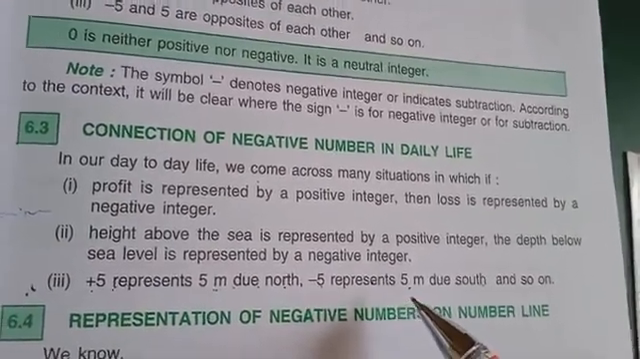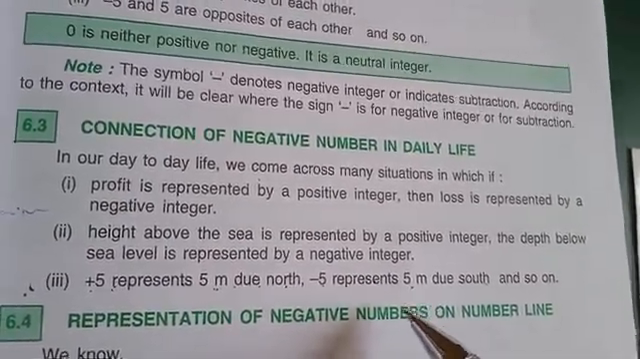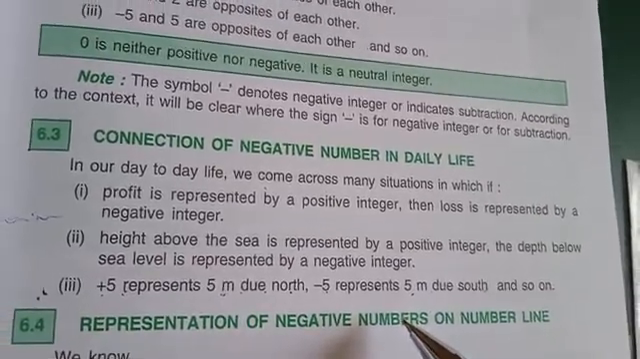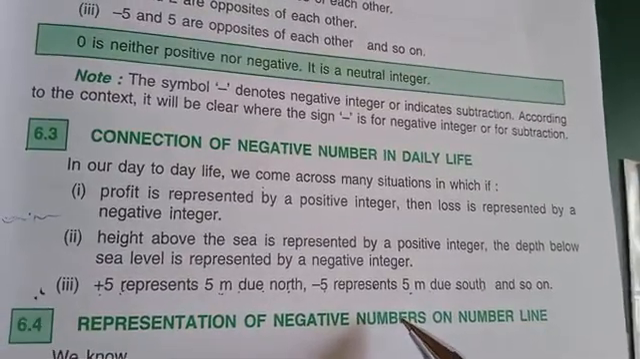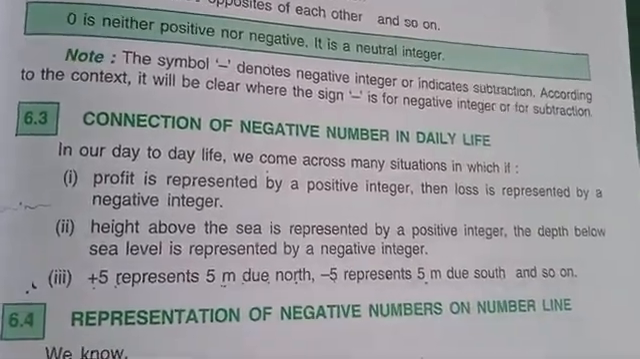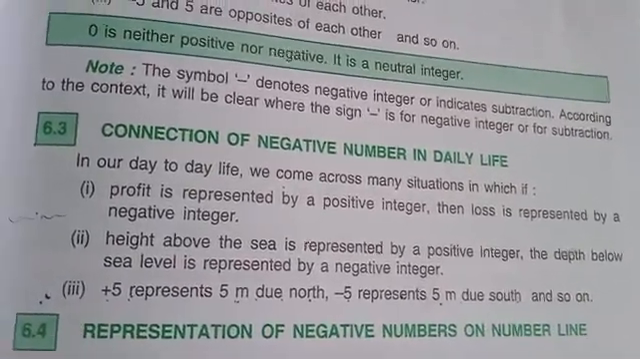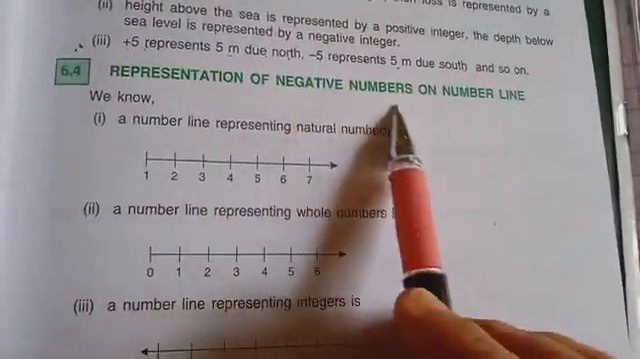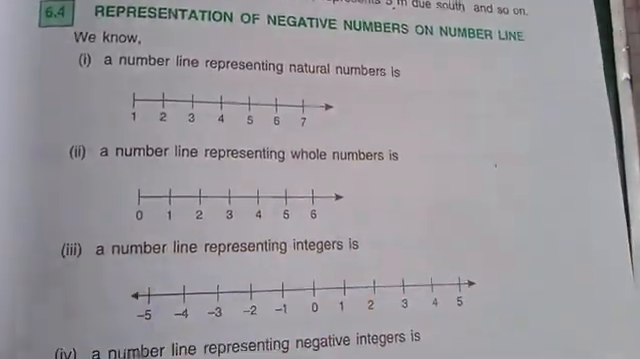Okay. Then where else can you see this? Temperature. High temperature is shown in plus, and lowest temperature below 0 degrees is shown in minus. So you can have many other examples also. Okay. So we'll see representation of negative numbers on a number line.